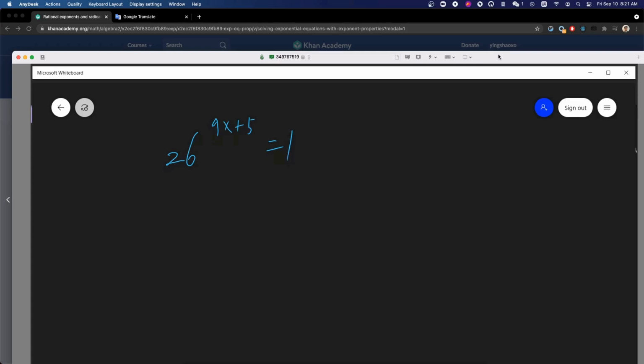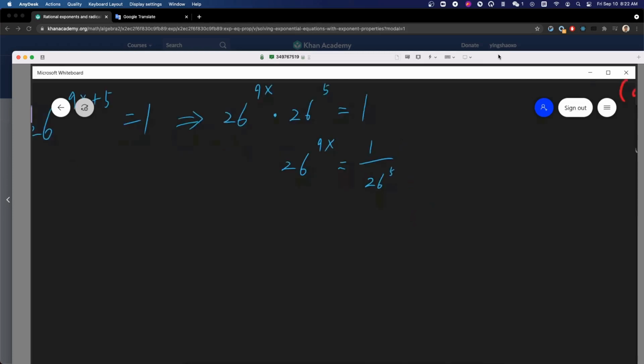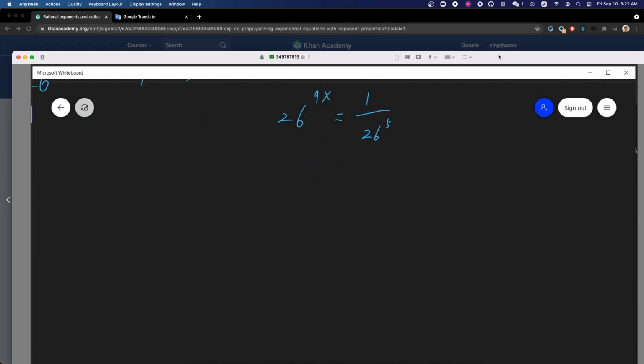When I see such an equation, I have no idea how to solve for x for now. Oh, wait a minute. Maybe I do, since we got the stuff we just learned. So maybe it could be something like this: 26 to the 9x power times 26 to the 5th power is equal to 1. And then we could get 26 to the 9x power equal to 1 over 26 to the 5th power. And after that, how can we make progress then?